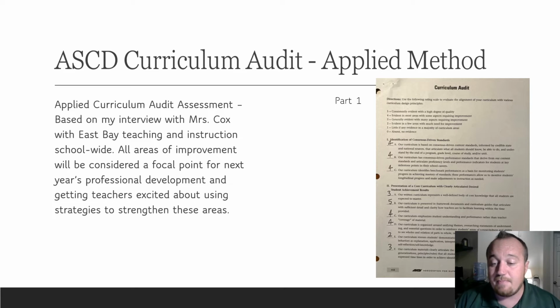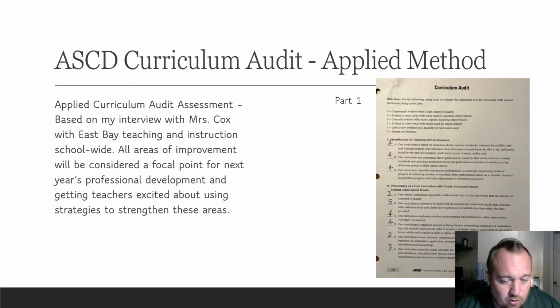This is my applied method. I applied this method to the curriculum study, and I completed, as you can see on the right-hand side, the curriculum audit. Applied curriculum audit assessment, this is what I did, and I based my answers on my interview with Ms. Cox with East Bay High School, teaching and instruction school-wide.